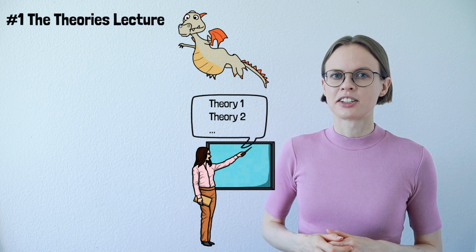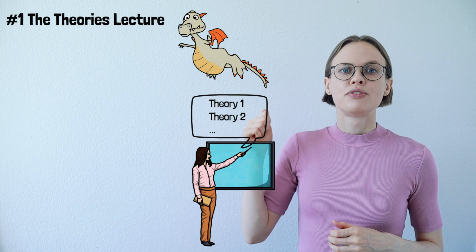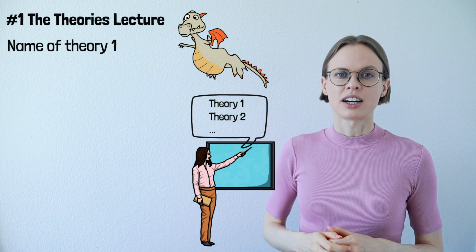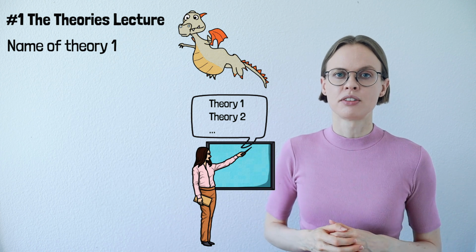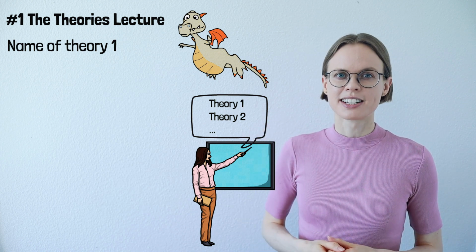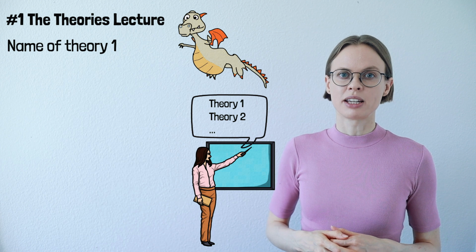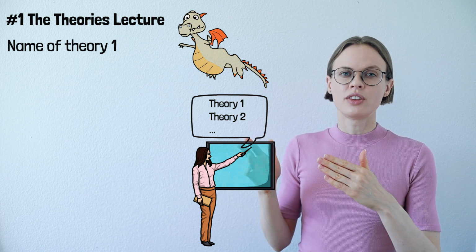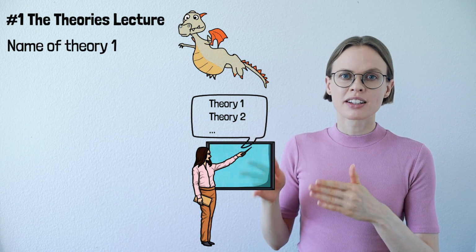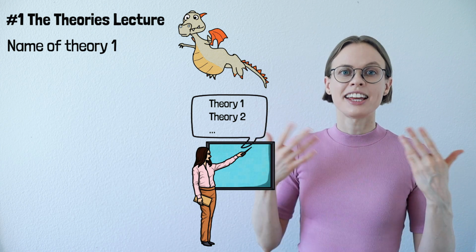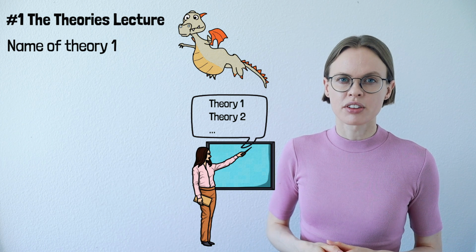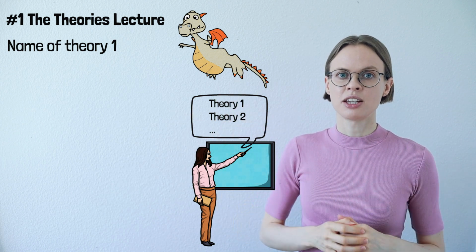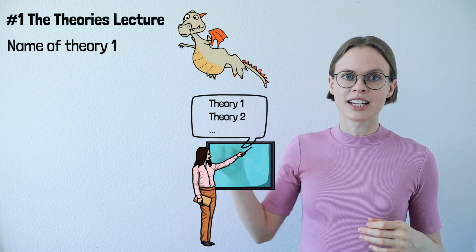Usually, such lectures go like this. First, the professor states the name of the theory that he is going to talk about in the following. It's really important that you write this down, because in the following you need to take notes on this theory, so what this theory is about. If you have written down the name of the theory, all the information regarding this theory goes under this heading.